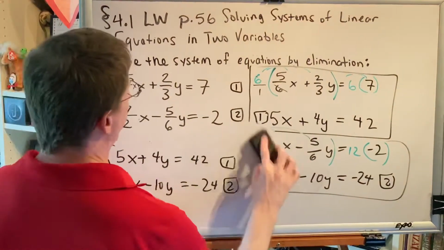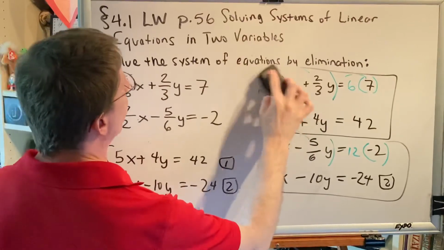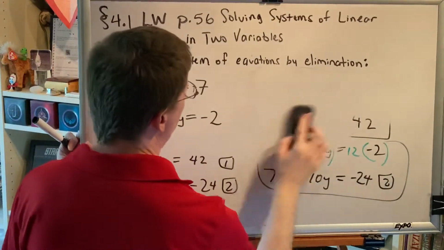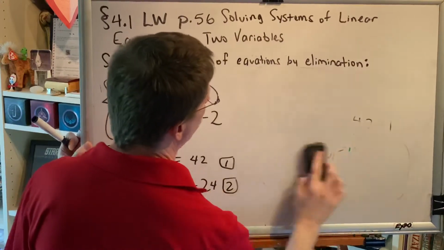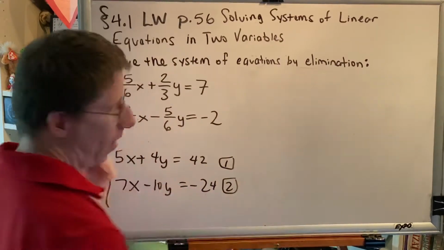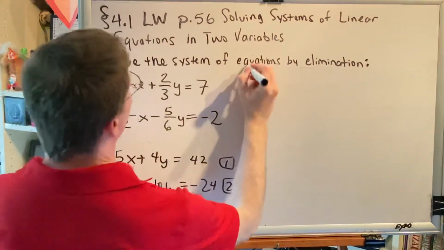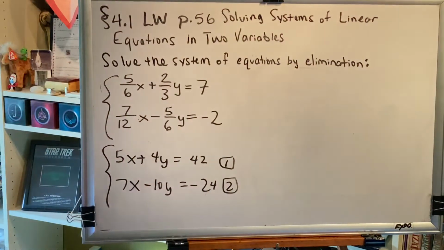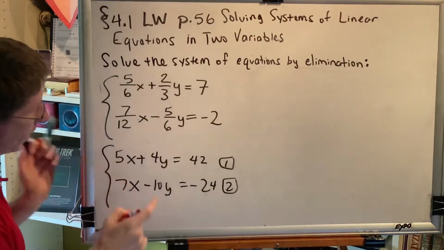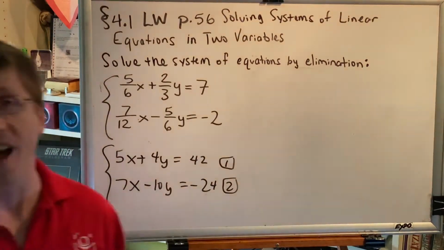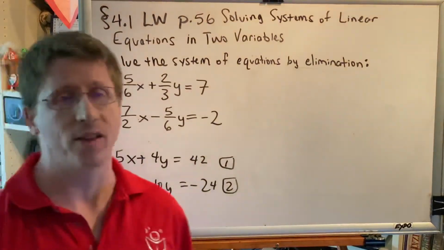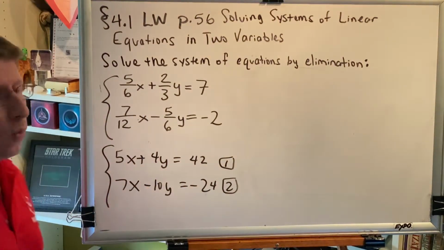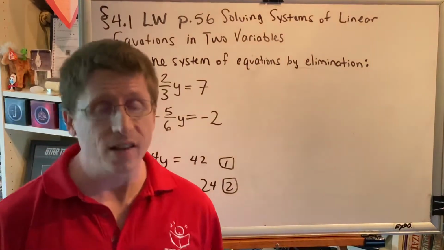So in your mind, I want you to create a very clear space and label it in your mind as the elimination method, because this is where we officially begin that method. All right, so the elimination method works like this. We want to create like term opposites. So 5x and 7x are like terms, but they're not opposites. The opposite of 5x would be negative 5x. 4y and negative 10y are like terms, but they are not opposites.